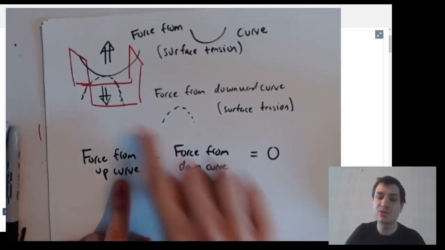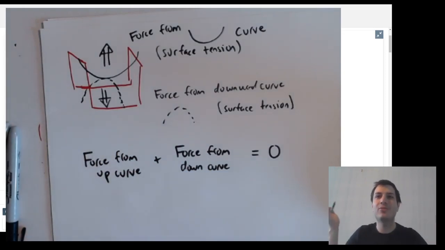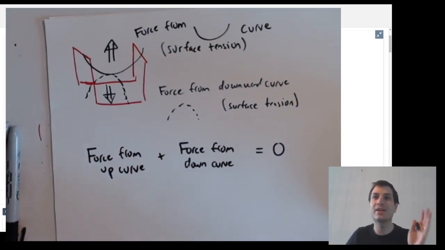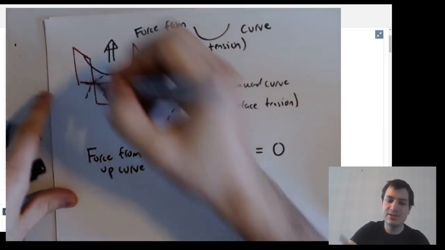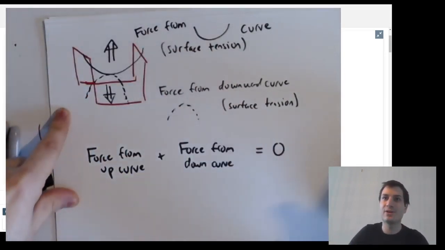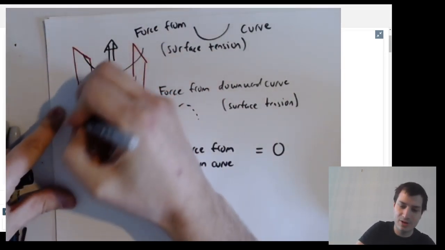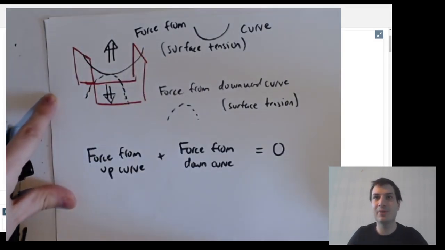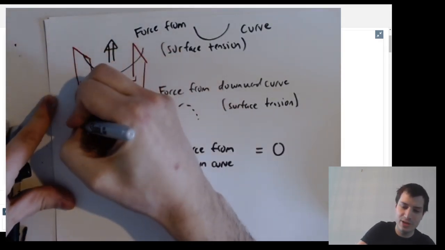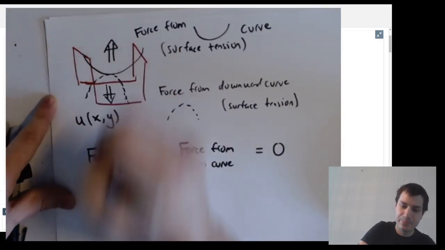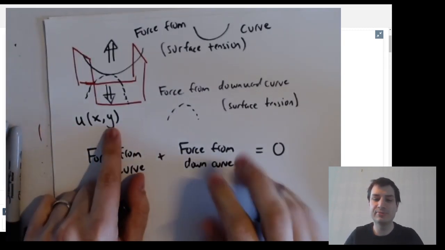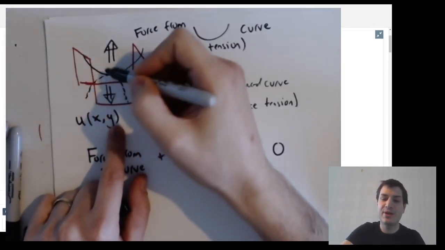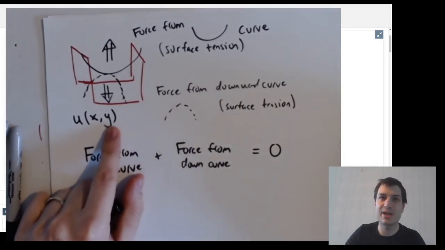It turns out the force just depends on how curvy it is. How do you measure how curvy something is? You take the second derivative. So this is going to be a function. If you write the height function here, you could call it h of x and y, but to match everything else we've been doing, we're going to call it u of x and y. This is an unknown function. It tells you how high the soap bubble is at the position x and y.